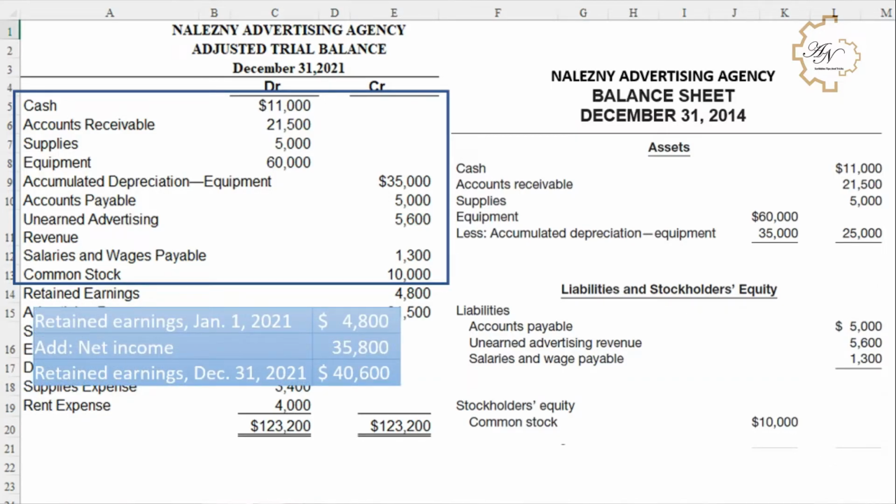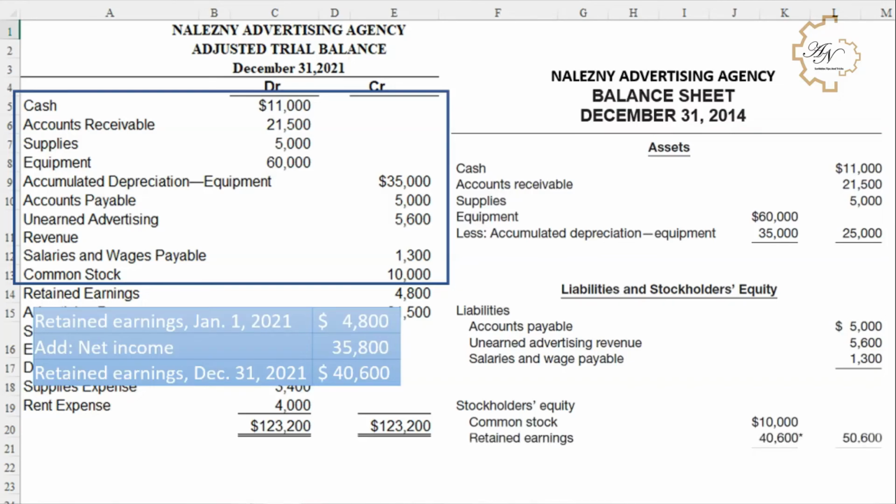The balance of retained earnings at the end of the period is the balance of the retained earnings at the beginning of the period, after adding the net income and subtracting the dividends, if any. Here we have retained earnings at January 1, $4,800. Add net income, $35,800. Retained earnings at December 31 will be $40,600.